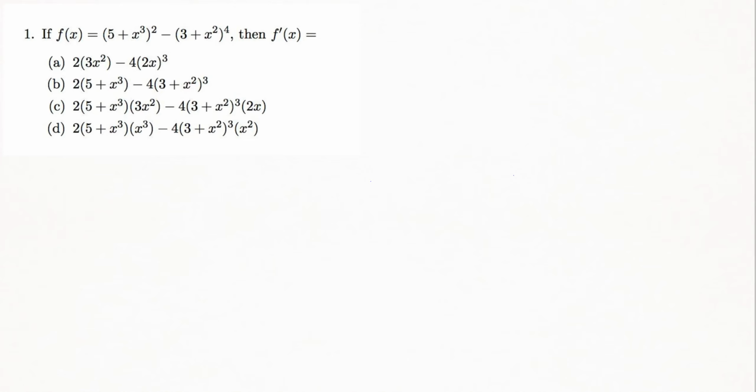Question 1 here gives us an f of x equation and wants us to take the derivative of it. So when we look at any equation, the first thing that we want to know is that we can break it up into bite-sized chunks by pluses and minuses. So really we have this (5 plus x cubed) squared as its own derivative, minus, and then the second piece here, (3 plus x squared) to the fourth, is its own derivative.